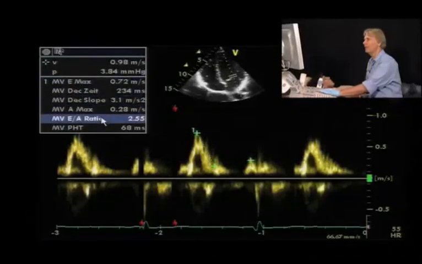First of all, we have the E to A ratio, which is above 2. We'll discuss later why this is the case, and also the deceleration time. What kind of diastolic function does he have? Well, he's a completely healthy coworker of ours, and he has a supranormal diastolic function where he sucks the blood into the left ventricle very vigorously.